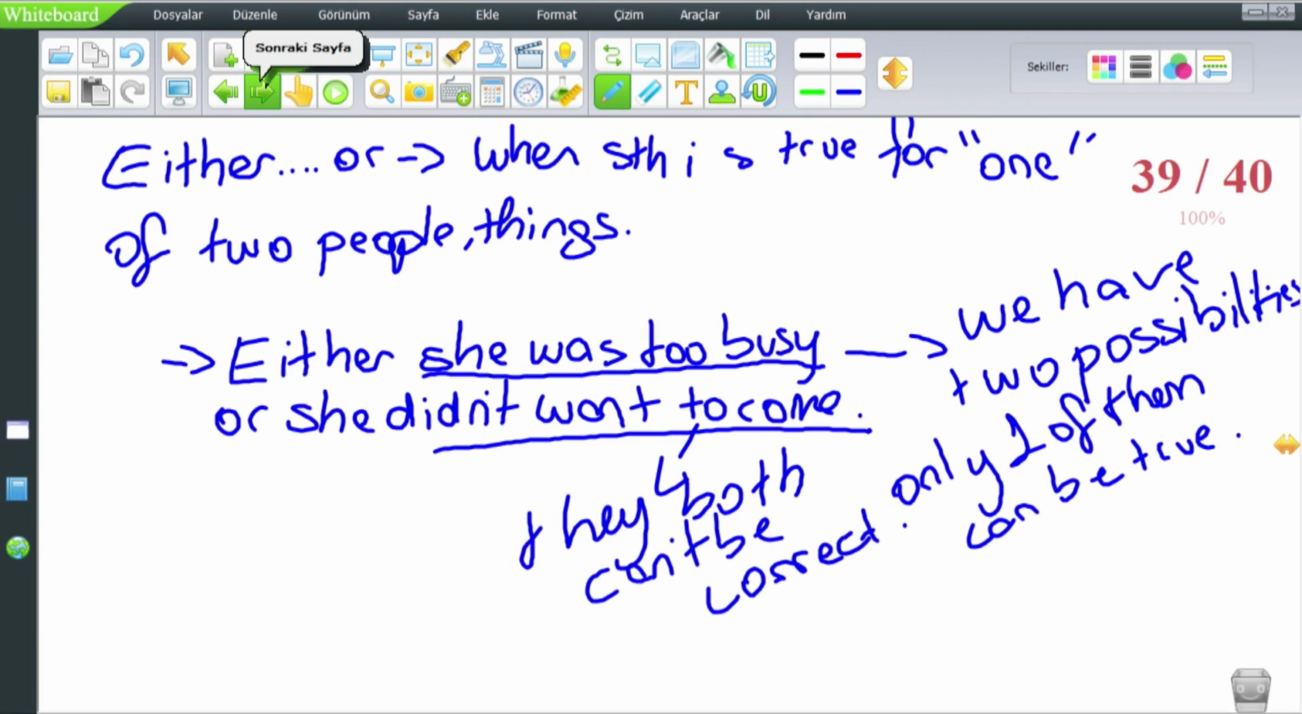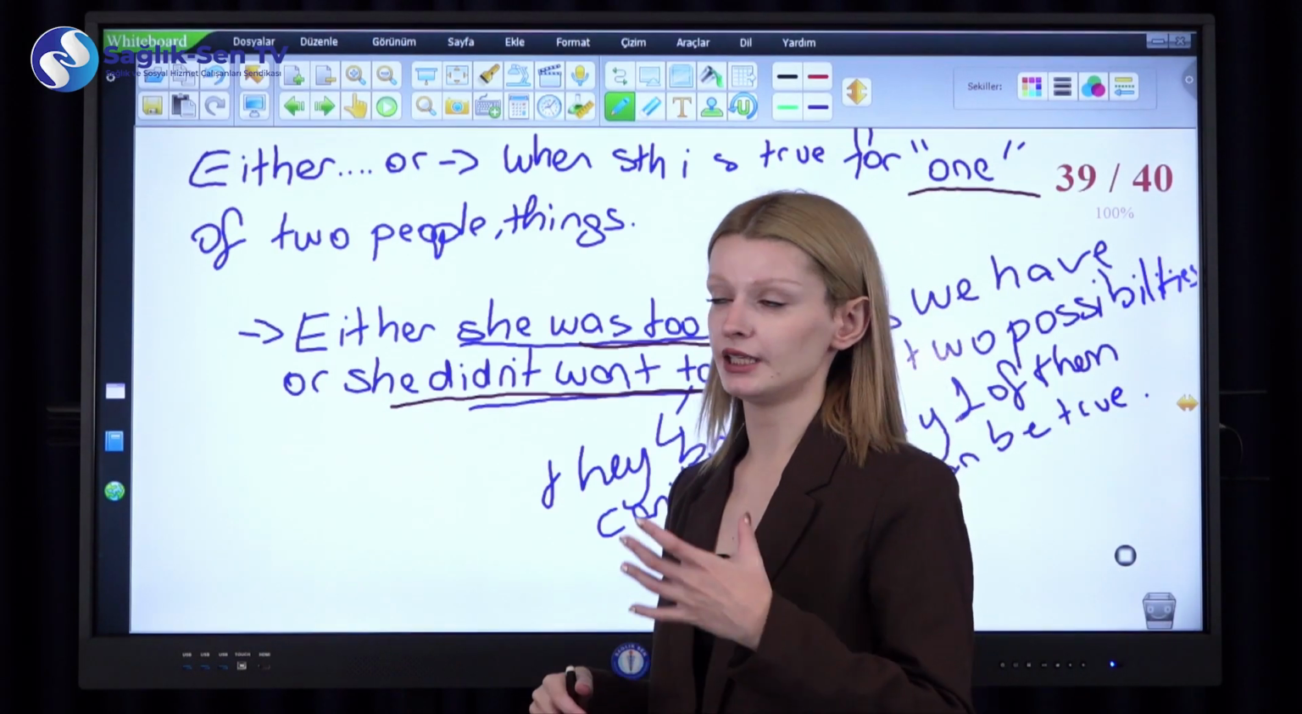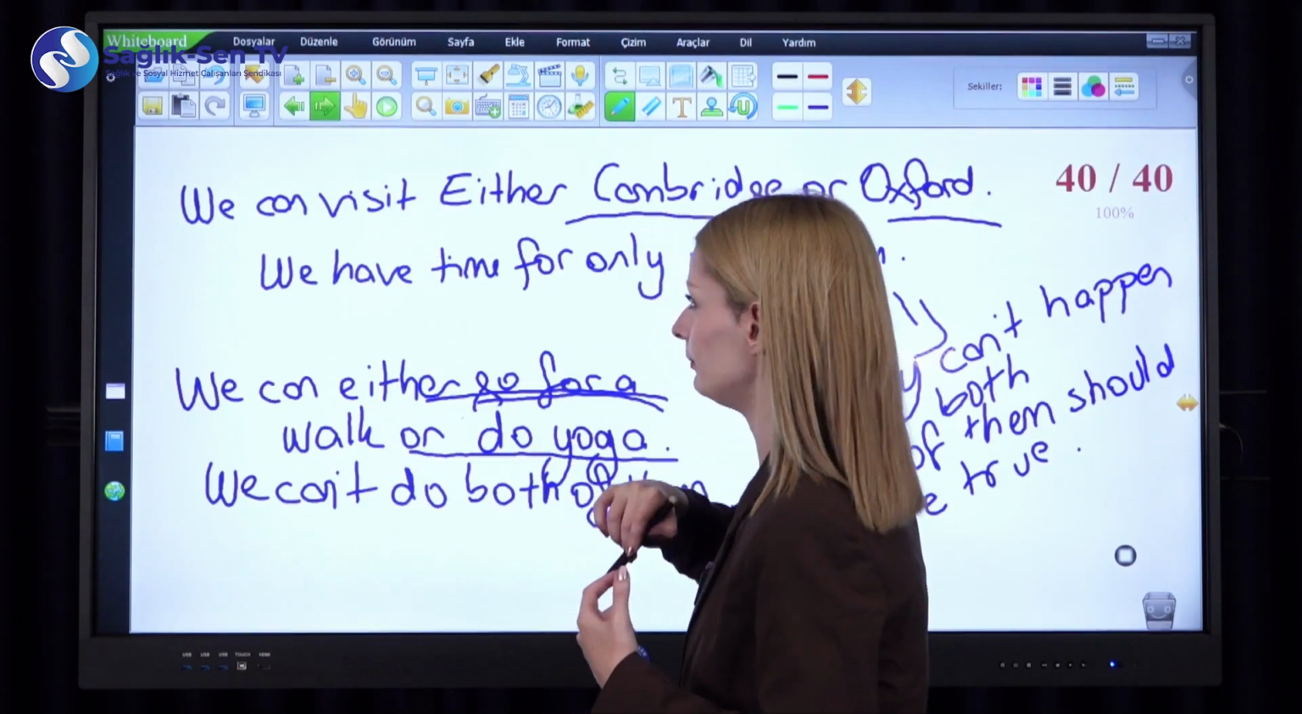And we have either or. We use it when something is only true for one of the two things or two people. Either she was too busy or she didn't want to come. Both of these actions are possible. They have possibility, but only one of them can be true. And the other one will not be possible to happen.